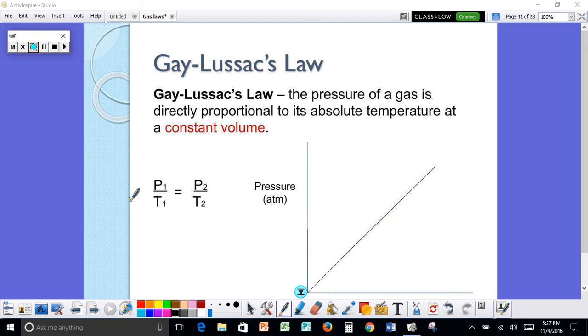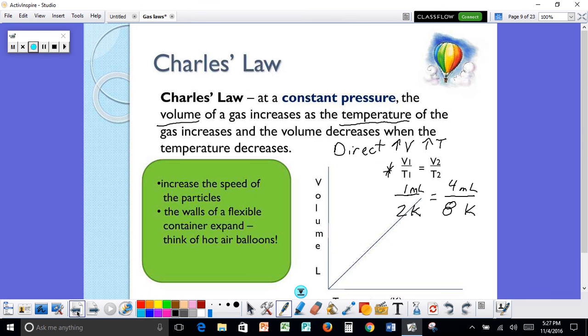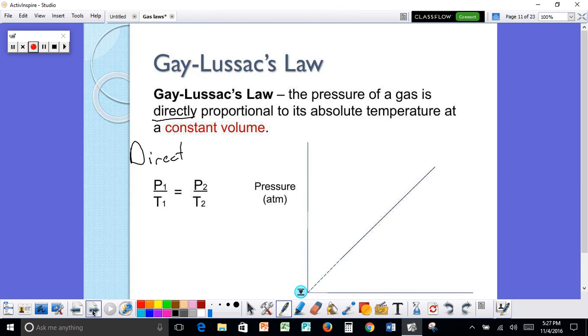Now, Lussac is going to be very similar in the working of the problems as it was to Charles's law, in that we have a direct relationship. The only difference is in Charles's law, we're comparing volume and temperature, and in Lussac, we're comparing pressure and temperature. So let's go ahead and see what's happening here.